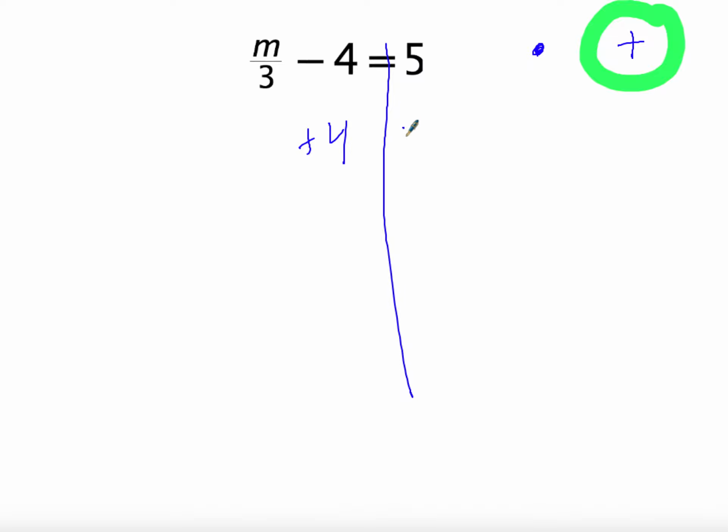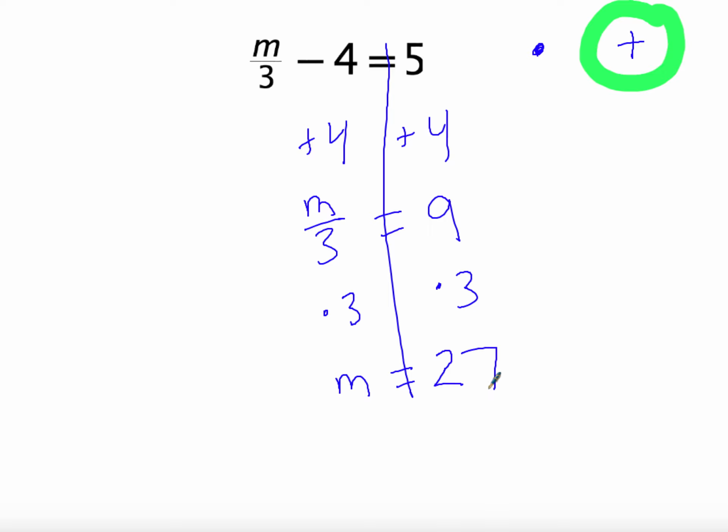So adding 4 first, that gives us m divided by 3 minus 4 plus 4, which is just m divided by 3, equals 5 plus 4, which is 9. One-step equation, yay. Opposite of dividing by 3, multiplying by 3. M divided by 3 times 3 just leaves me with m. Again, that's kind of the point. We're using the opposite of this division to get rid of it, so we're just left with m. M equals 9 times 3, which is 27. That is the solution to this two-step equation.